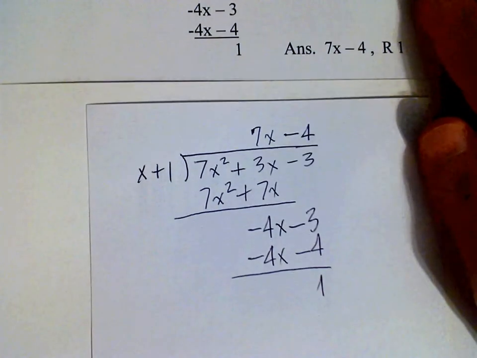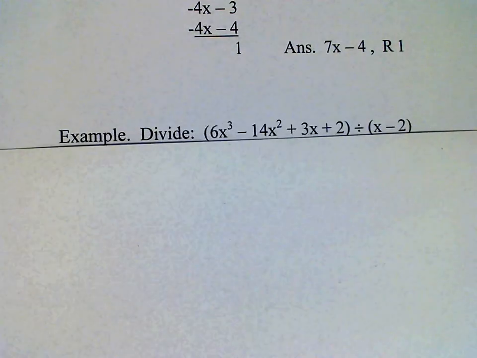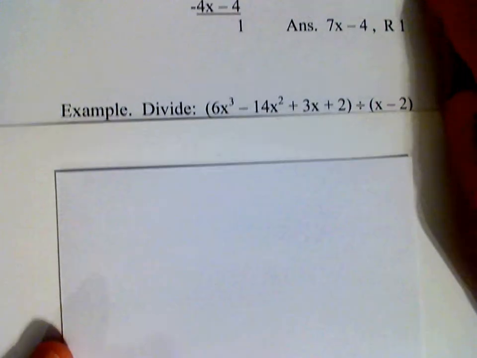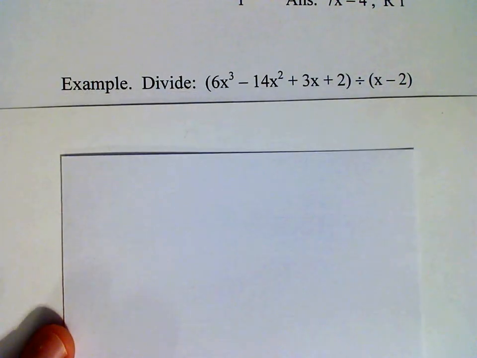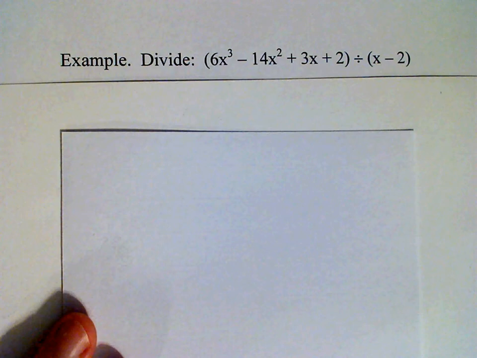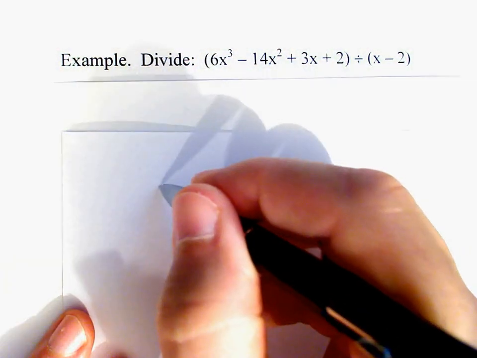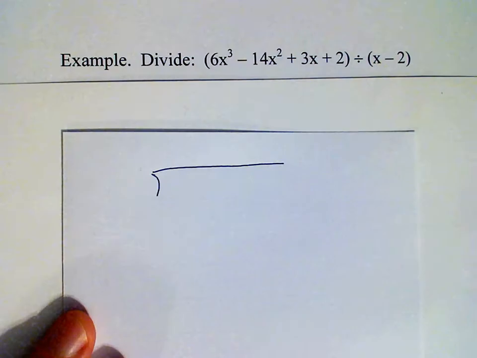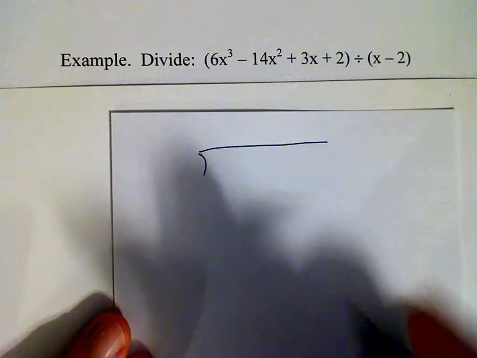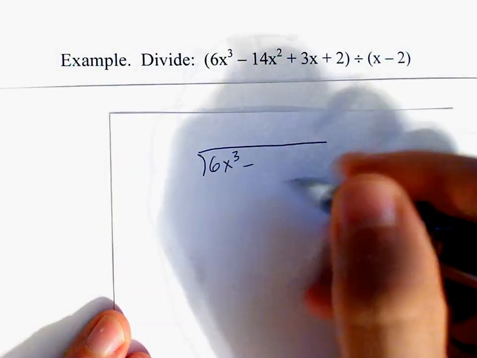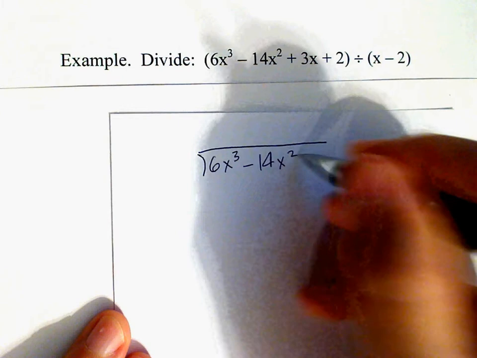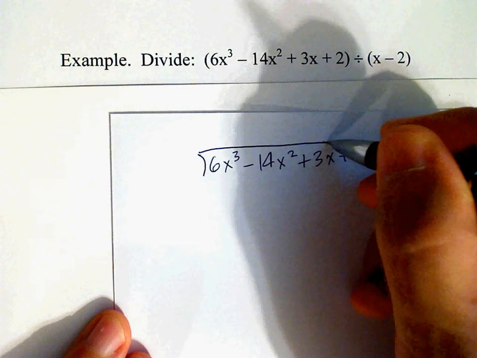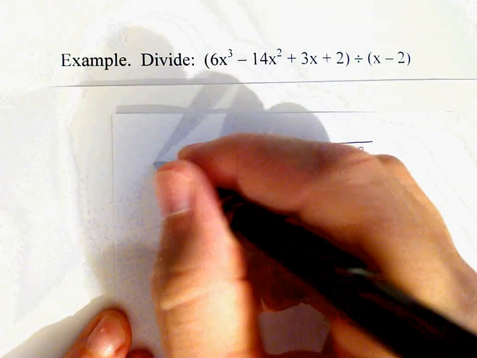Let's do one more example. Now we have to divide 6x cubed minus 14x squared plus 3x plus 2 by x minus 2. Okay, again, we see the divisor is a binomial, so that means we must set it up using long division. 6x cubed minus 14x squared plus 3x plus 2, and we want to divide by x minus 2.